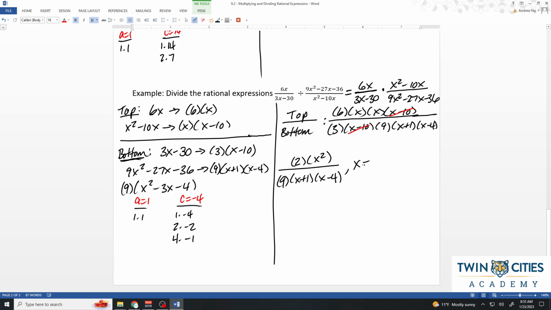Lastly, I say x cannot be a few things. What would make the denominator 0? Well, negative 1, because negative 1 plus 1 would be 0, so x cannot be negative 1. X cannot be positive 4. And I'll take a look at what divided out. X cannot be positive 10.